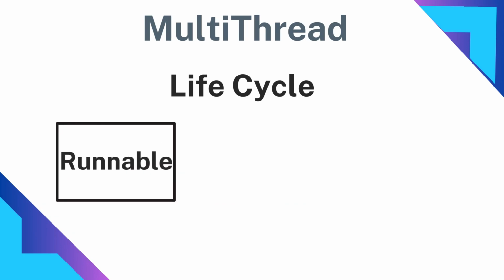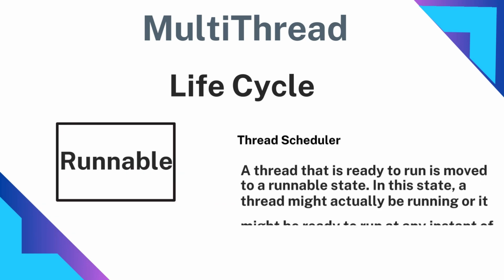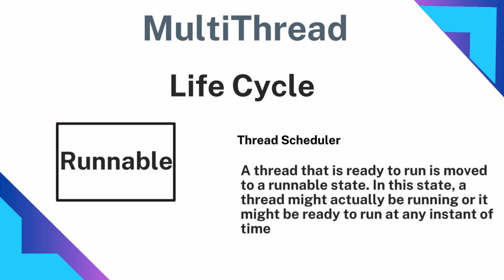The second one is the runnable state. Here the thread is handled by a thread scheduler, because multiple threads are there. How much time each and every thread needs to be executed is handled by the thread scheduler. So the thread scheduler holds one thread before it starts executing, and that state is the runnable state.